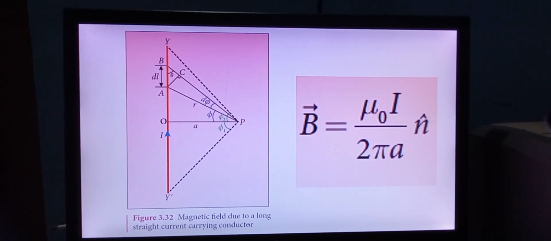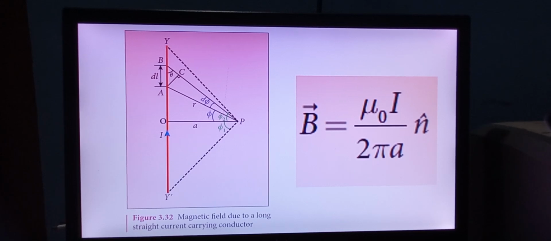Then magnetic field due to a long straight current carrying conductor. So a long wire, and you are going to take a small piece, that is dl, then the point O, then the point P, where you are going to find the magnetic field. And the formula: B vector will be equal to mu naught I by 2 pi a, n cap.